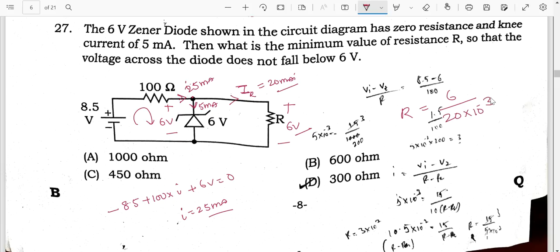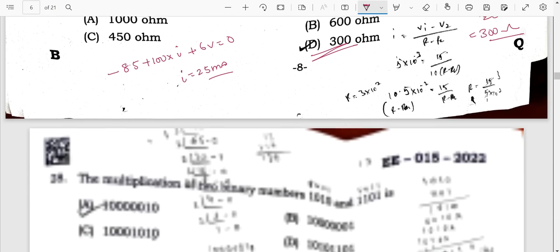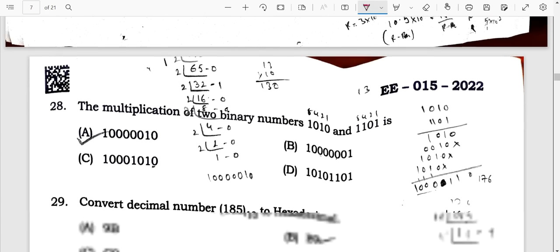So R is nothing but V by I here. That is equal to 1000 into 6 divided by 20. So it's going to be 300 ohms. Answer will be D here. Okay, let's move to the next question here.